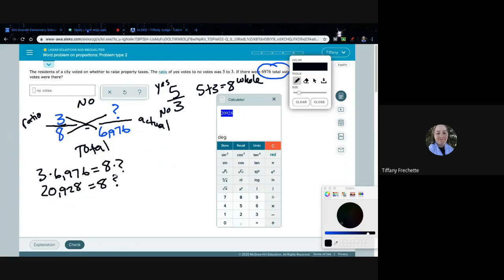Now what we need to do is take this 8 and divide on both sides of our equal sign, because we want to get question mark by itself. And 8 divided by 8, or any number divided by itself, becomes 1. That's why question mark will drop down by itself. I'm going to go back to my calculator. I don't have to retype that number in, it's already there. I can just hit divide, and the calculator automatically knows I want to divide that number by what I type in next. So 8. I get 2,616. So we had 2,616 no votes.